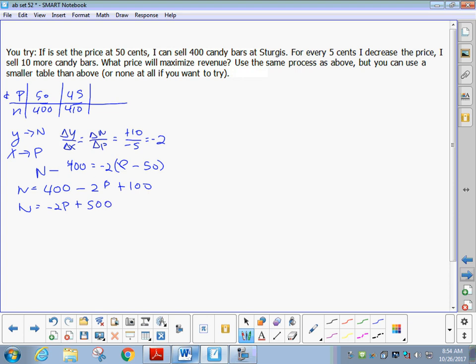That's my number solve function. You do agree? Or did I mess up? I don't know, I definitely make lots of mistakes. Did you get a negative 2 for a slope? No. Okay.